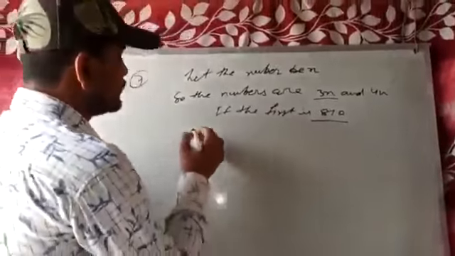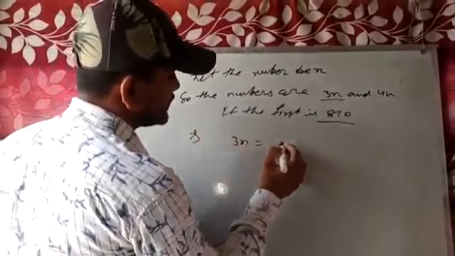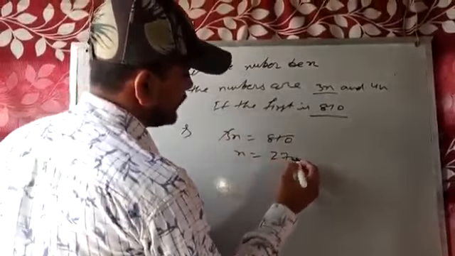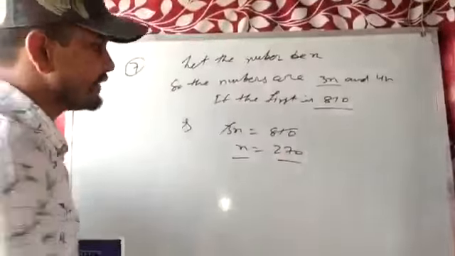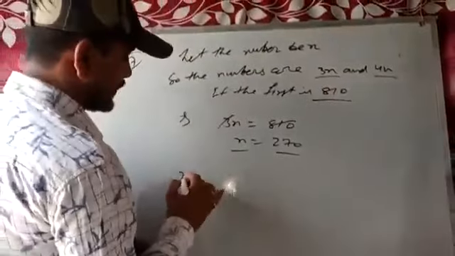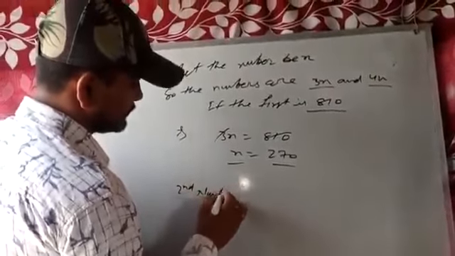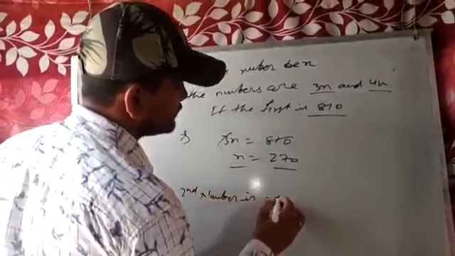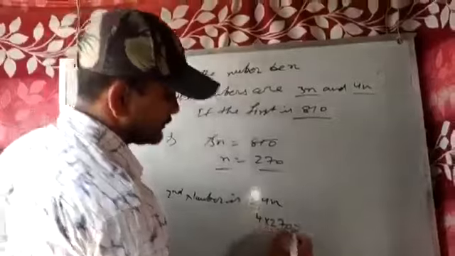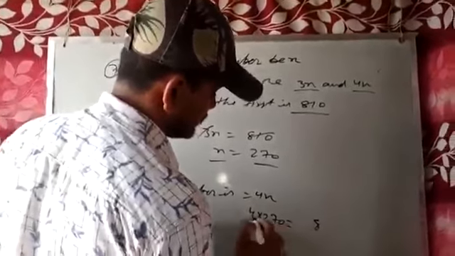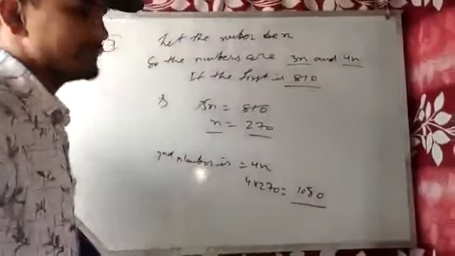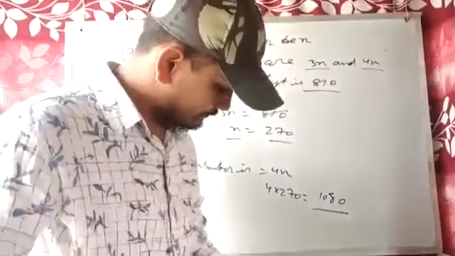See here, if the first is 810, that means the value of 3x is equal to 810. Okay. So 3x is equal to 810, we will get 270. That means the value of x is equal to 270. Then you have to find the value of the second number. So the second number is 4x. So 4 multiplied by 270 is 1080.